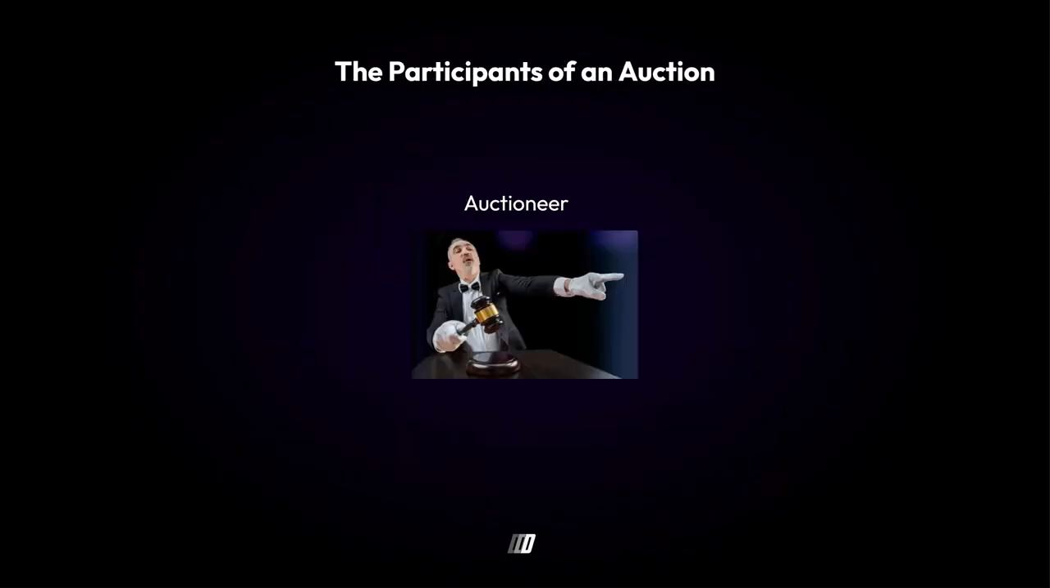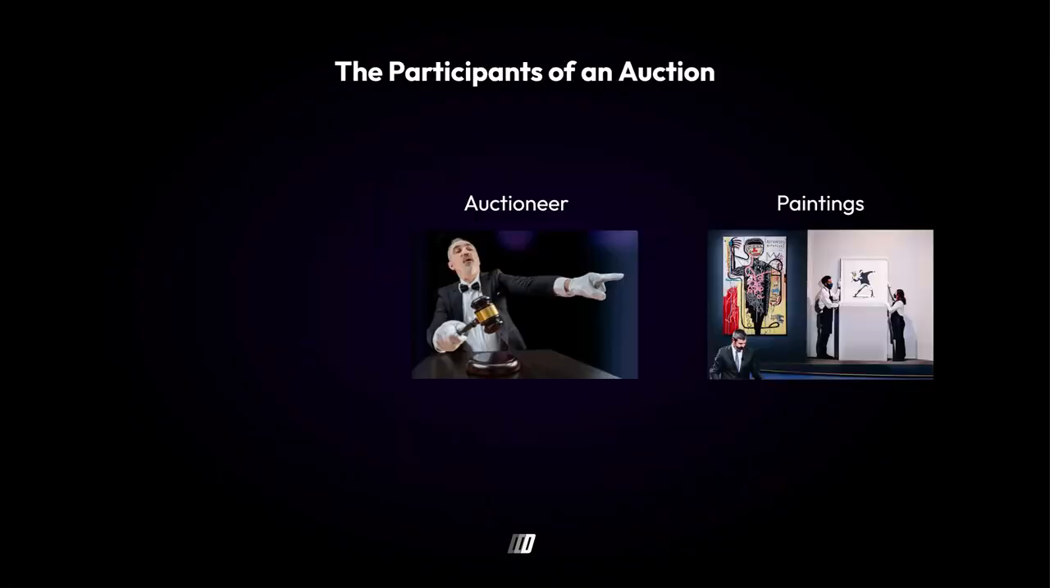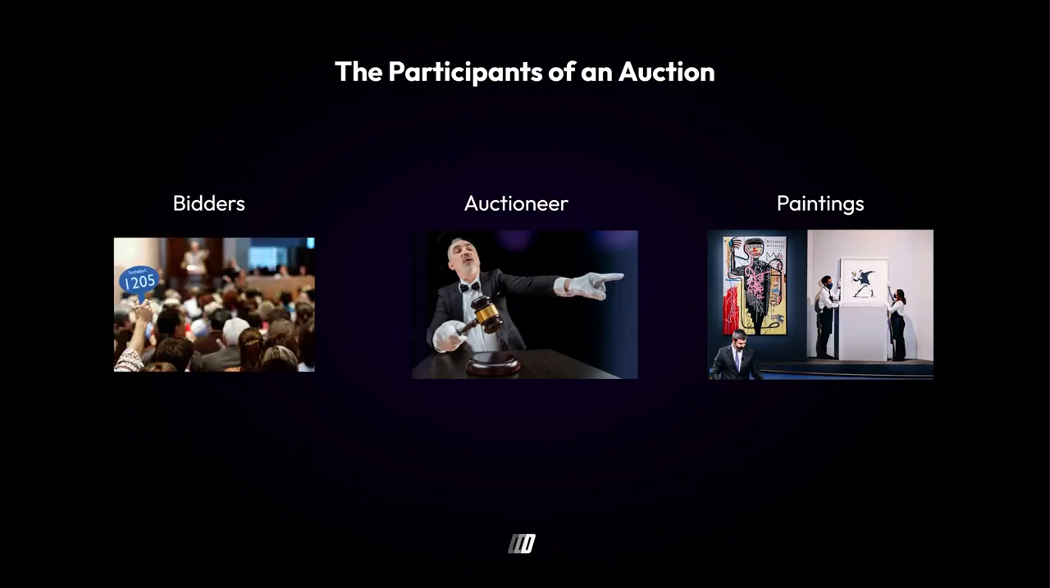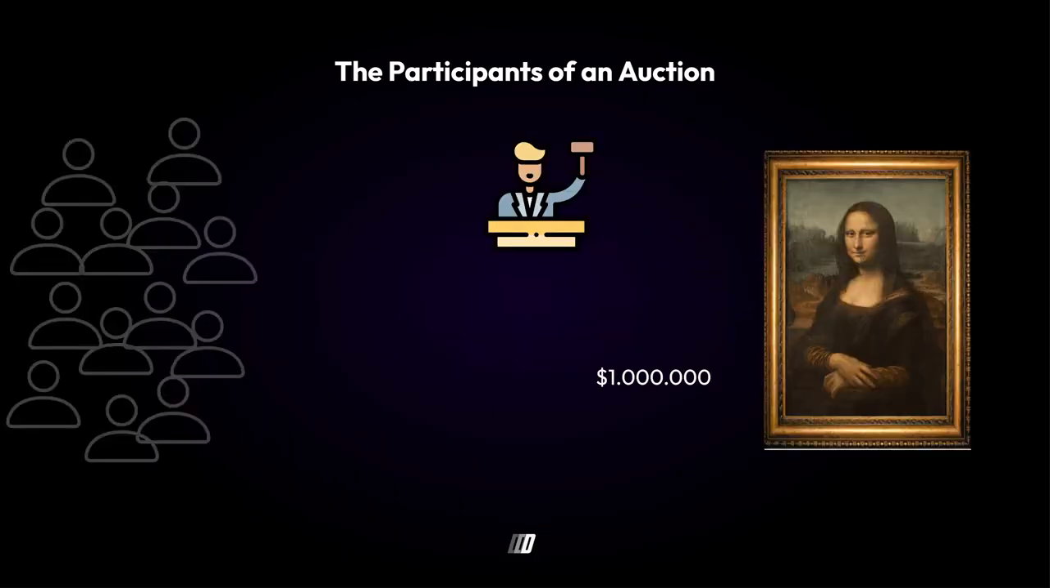So the participants of an auction, if we have to categorize them, are the auctioneer, the paintings themselves, so the sellers, the goods being sold at the auction, and the bidders. And in this case, the bidders would be the demand, the paintings would be the supply, and the auctioneer is the middleman, right? And in an auction, you would have, again, the bidders, the auctioneer, and the painting sold.